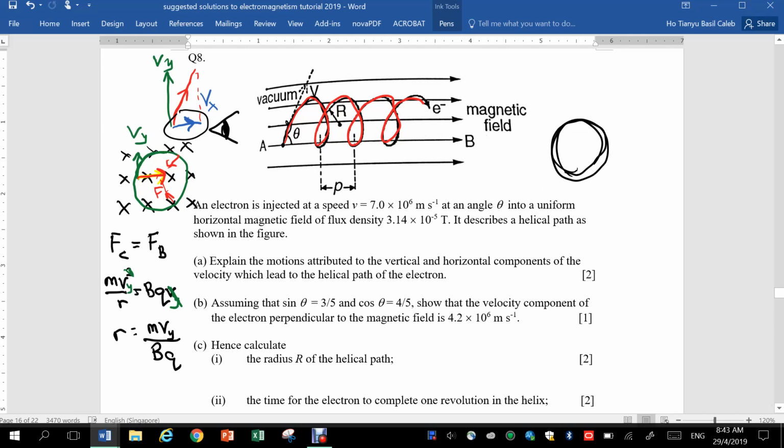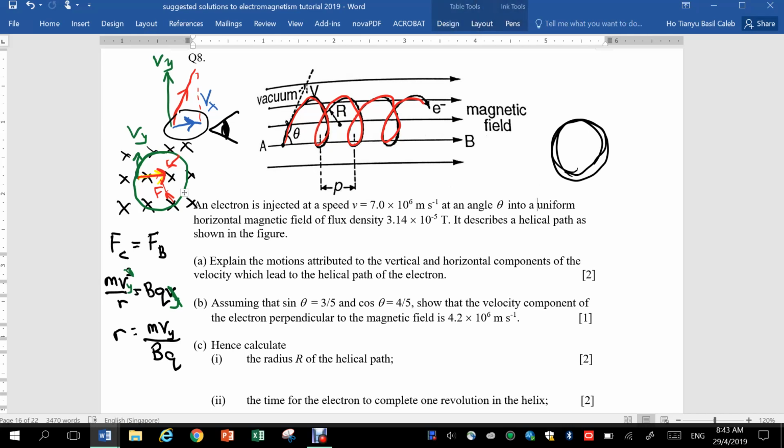So if you look at part A, it asks to explain the motions attributed to the vertical and horizontal components of the velocity which led to the helical path of the electron. Well, the vertical component Vy caused it to move in a circle. Vx causes the circle to move further and further away. So it becomes a helical path.